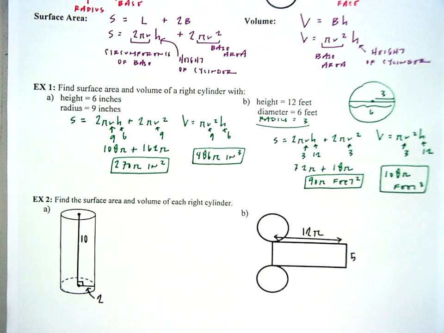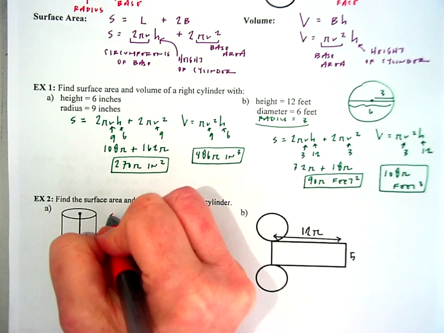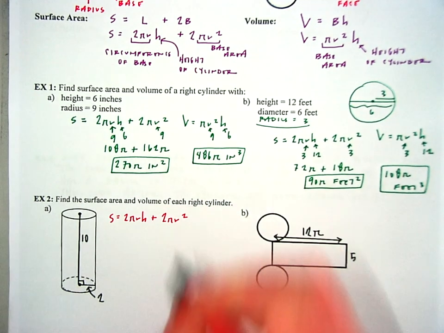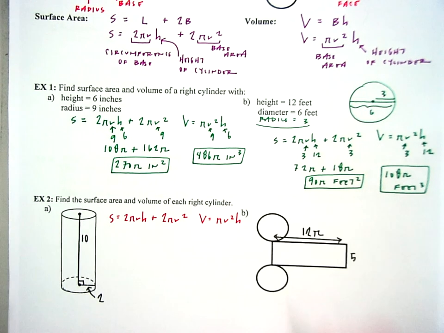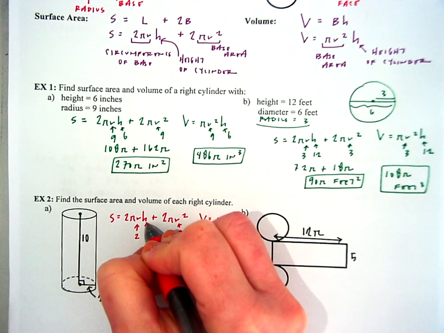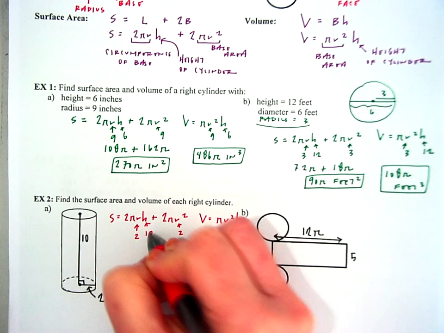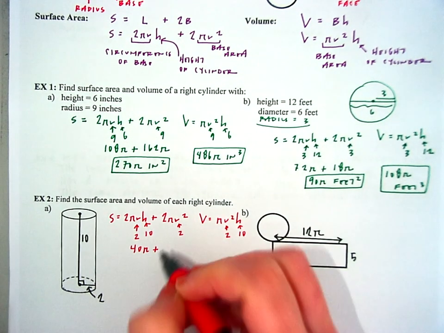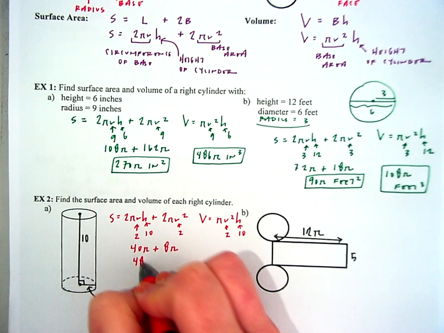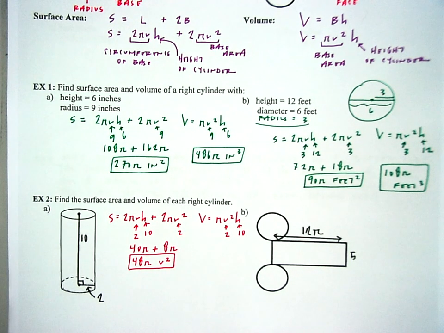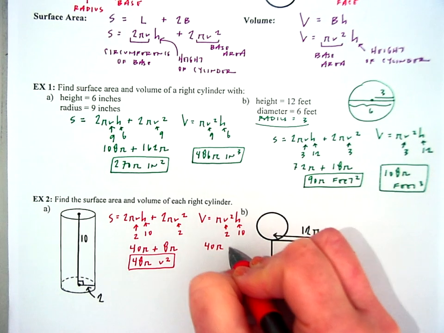All right, now doing it from a visual. Find the surface area and volume of each right cylinder. Again, I'm just going to lay out my formulas. Surface area, circumference times the height, plus my two base areas, and volume, base area times the height. I'm going to plug in for my radius, the 2, and then my height gets the 10. 2 times 2 times 10 gets me 40 pi. 2 times 2 squared gets me 8 pi. So I get a total of 48 pi units squared. The units weren't specified, so I'm going to say units squared. And for volume, 2 squared times 10, I get 40 pi units cubed.